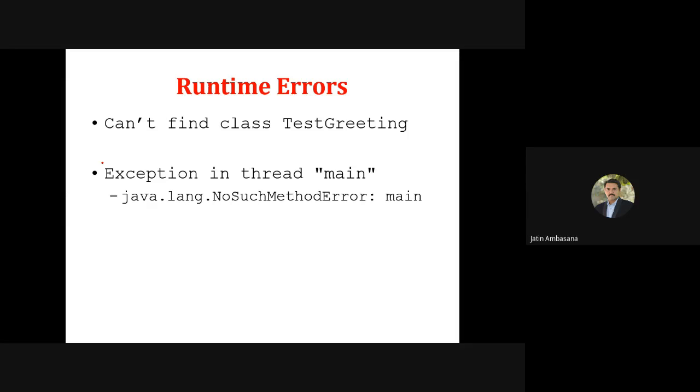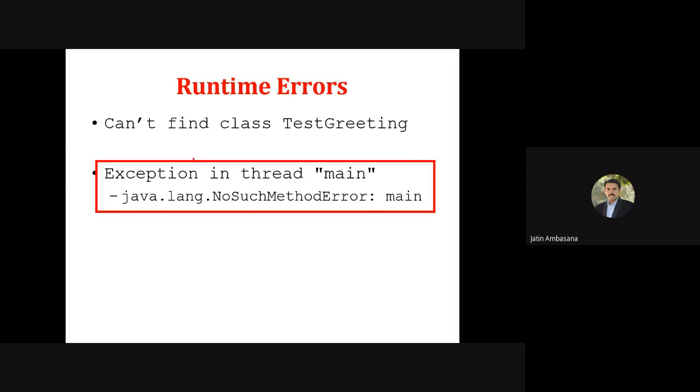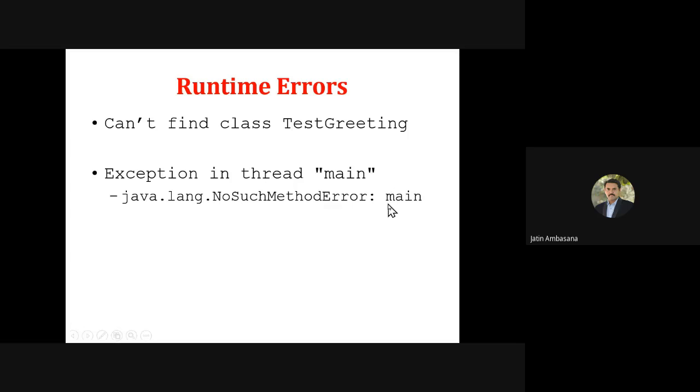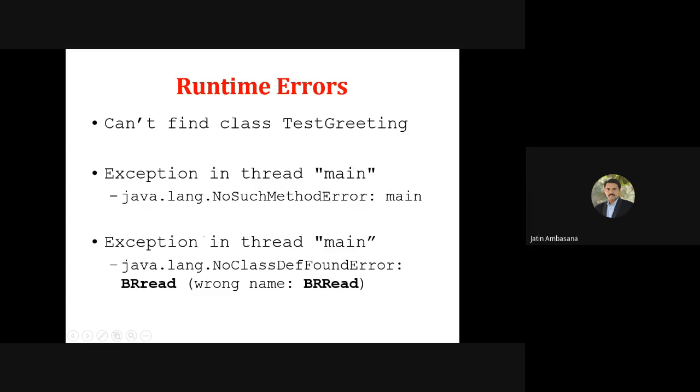Then there might be an exception coming in main. We'll learn what an exception is when we go further. Don't worry about it if you are not able to understand exactly what it is. These kinds of errors might come. See that this kind of exception may also come: no class definition found, but the actual class name would be something like this, and you might have used something like this, which is wrong. This is the actual, correct class name, and this is the wrong class name.